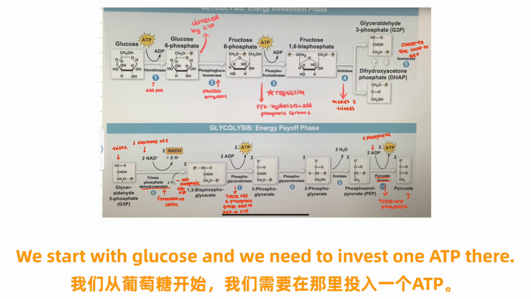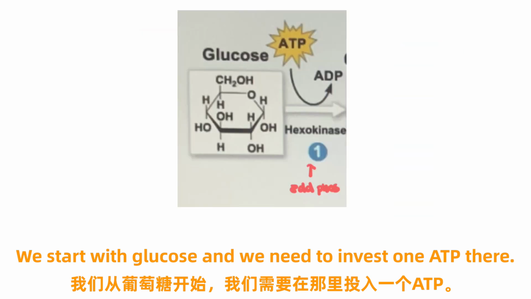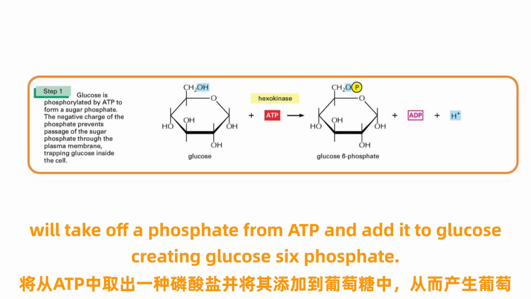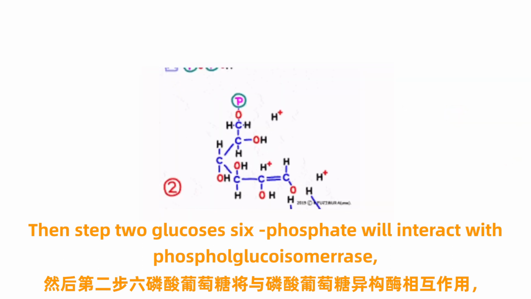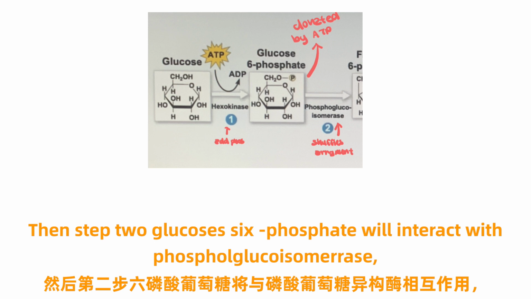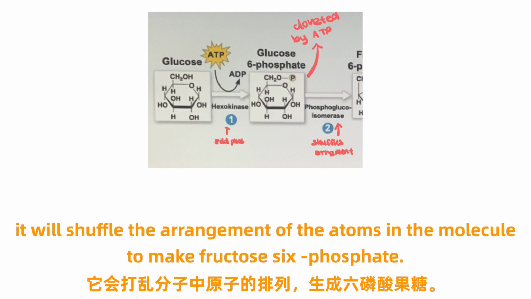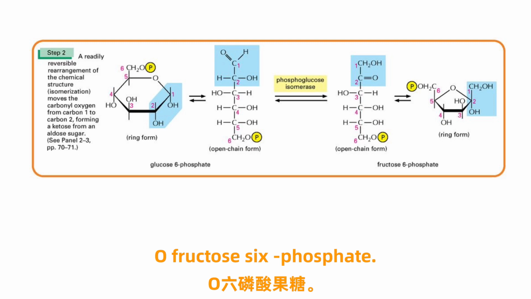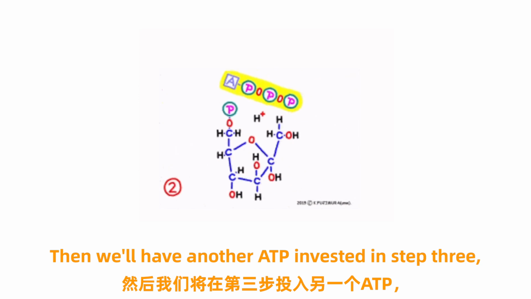Let's start. We start with glucose, and we need to invest 1 ATP. There, the enzyme hexokinase will take off a phosphate from ATP and add it to glucose, creating glucose 6-phosphate. Then, step 2, glucose 6-phosphate will interact with phosphoglucoisomerase. And since it's an isomerase, it will shuffle the arrangement of the atoms in the molecule to make fructose 6-phosphate.